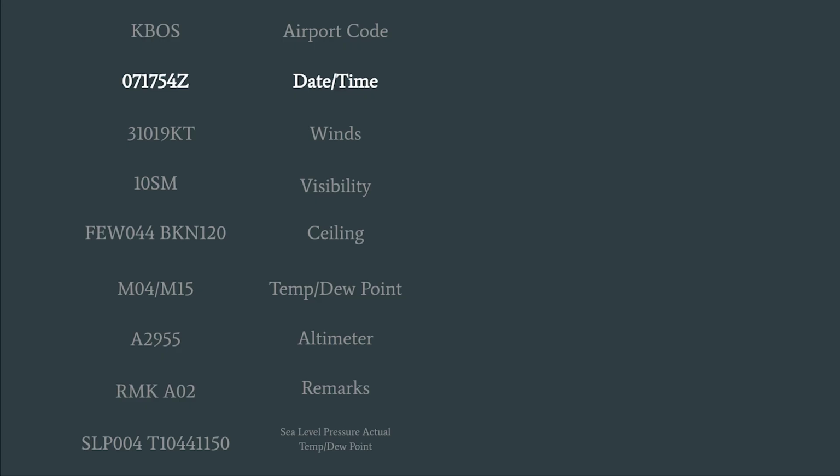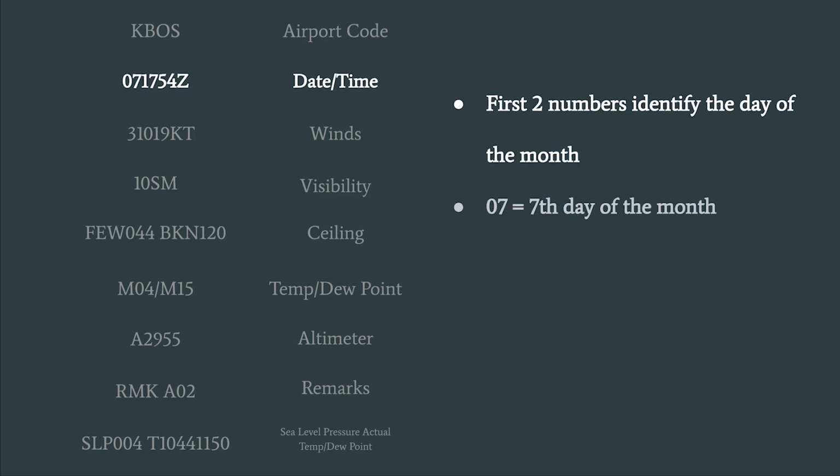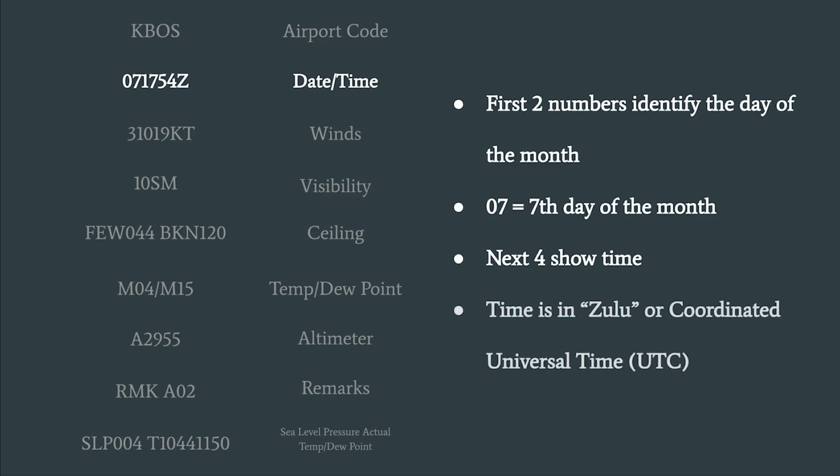Next is the date and time. The first two numbers identify the day of the month. In this case, this was on the 7th day of the month, so it gives us a 07. The next four show our time. This is on a 24-hour clock, and in this case, this is at 17:54 Zulu time. Zulu time is also known as Coordinated Universal Time. So this is not the local time at the airport. This is the time at UTC, or Coordinated Universal Time.